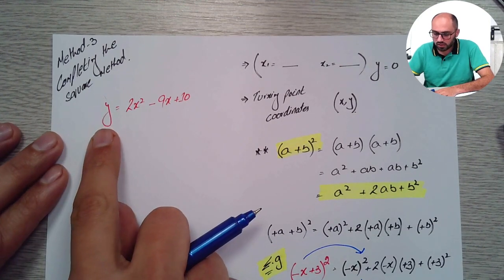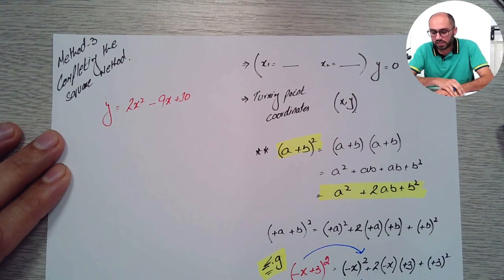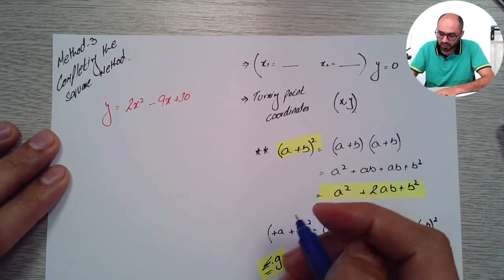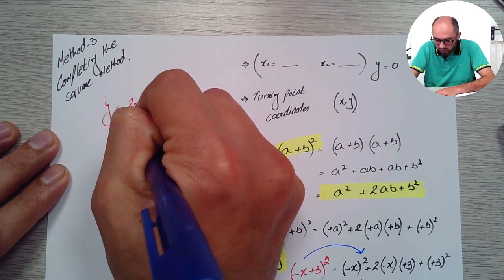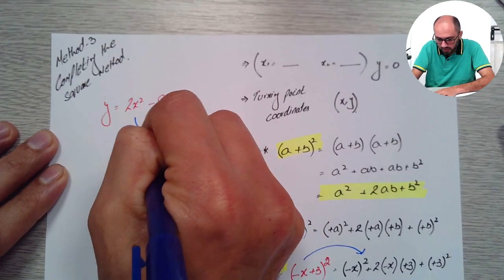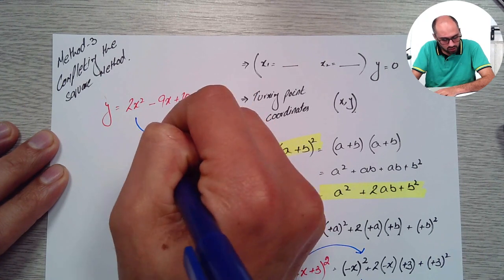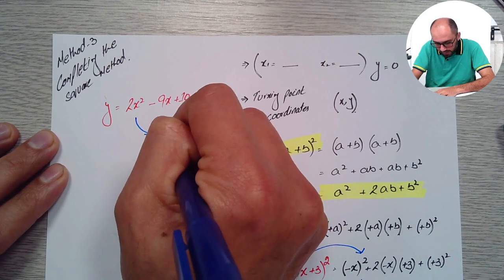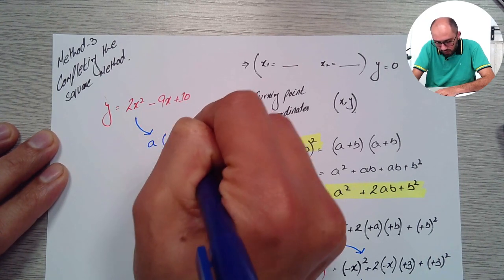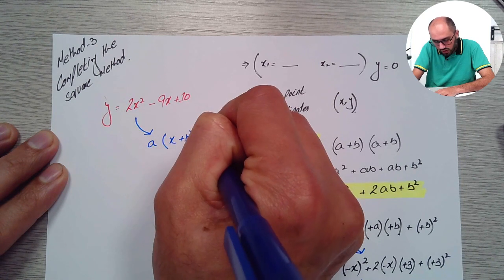Here's the question. The question says y equals 2x squared minus 9x plus 10. And the question says you have to transform this into this format: a times x plus b whole squared plus c.